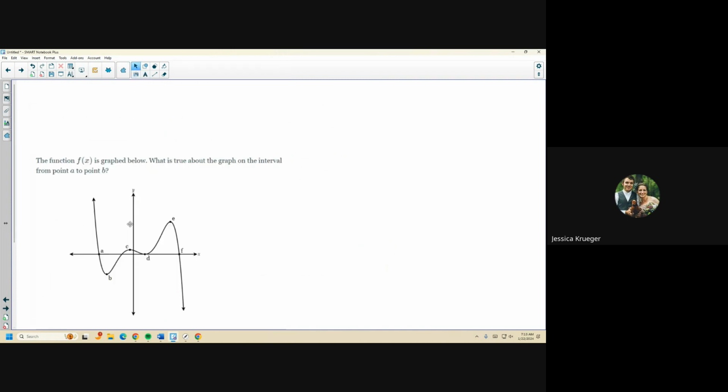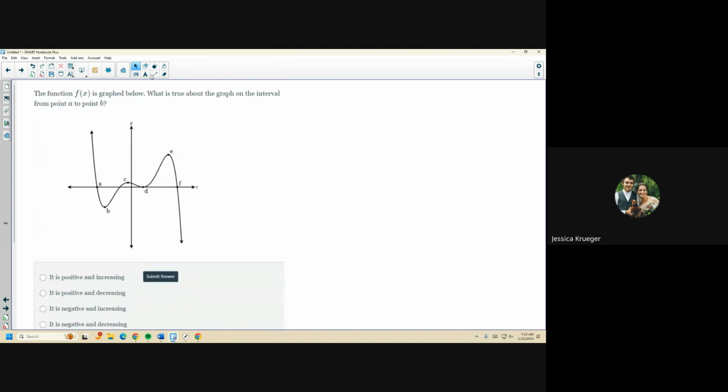Now this next one says, here's a function. What is true about the graph on the interval from A to B? So let's look at A to B. Well, first thing I notice is when I trace it left to right, my pen's going down. So that means this function is decreasing here. I also notice it is below the x-axis, which tells me it is negative. So it is negative and decreasing between A to B.